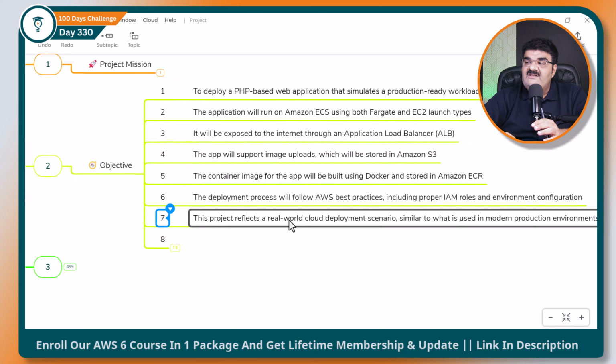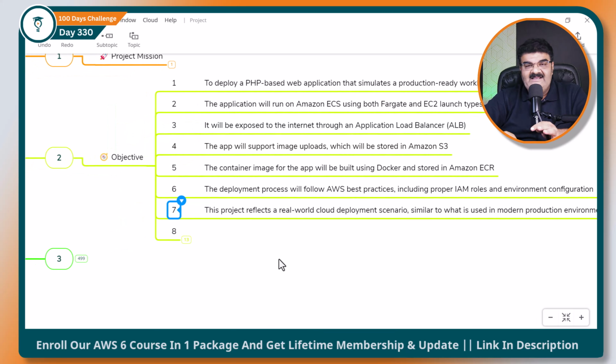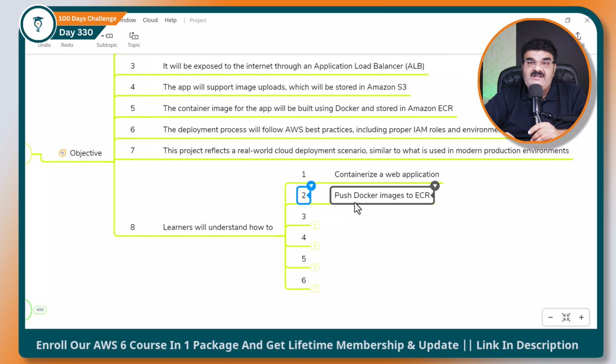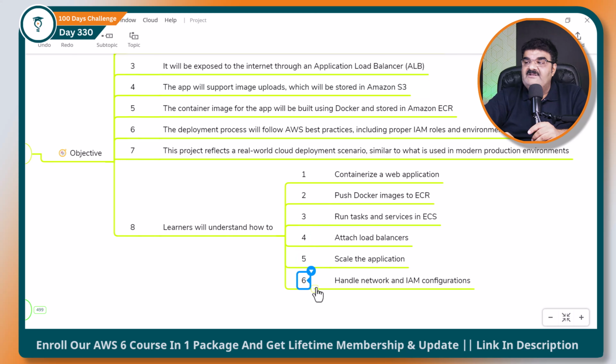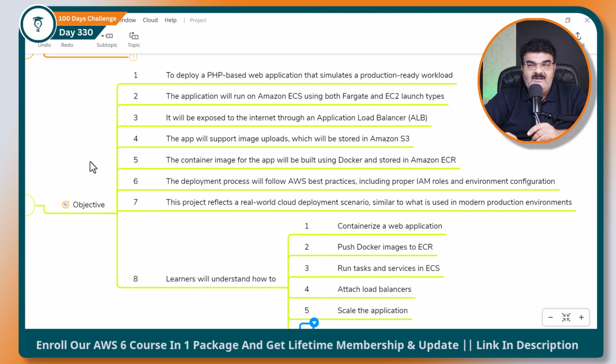This project reflects a real-world cloud deployment scenario similar to what is used in a modern production environment. It is exactly like a modern production environment. The learner will understand how to containerize a web application, push a Docker image to ECR, run the tasks and services in ECS, attach a load balancer, scale the application, and handle the network and IAM configuration. Look at this. You are going to learn all of these things after completing this particular project.